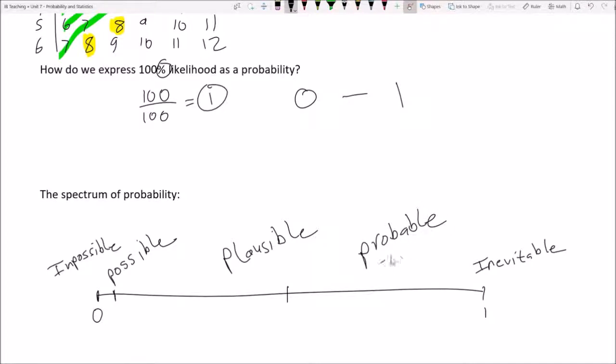Now, this is not something that you'll necessarily ever be tested on. These words are good to know. The reason I bring them in here is, as an educated human being, these are terms you should know and know how to use. So I'm just giving them to you now so that you can use them in your own conversation.